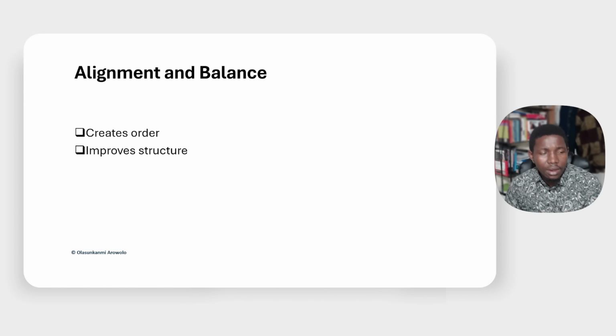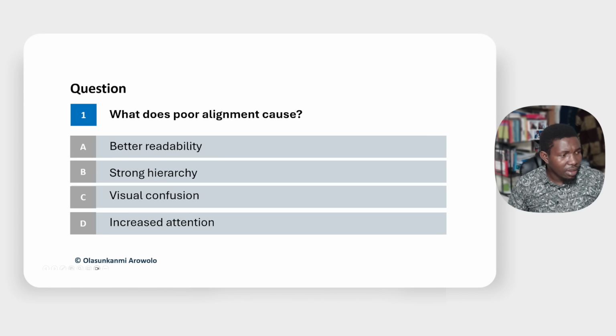Okay. Let's move on. Now, what does poor alignment cause? Let's see if we can answer that. What does it cause? What is the result of poor alignment? When the text is poorly aligned, what happens? Yes, it causes visual confusion. It doesn't allow you to read better.